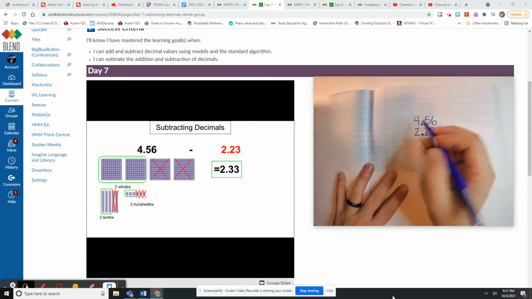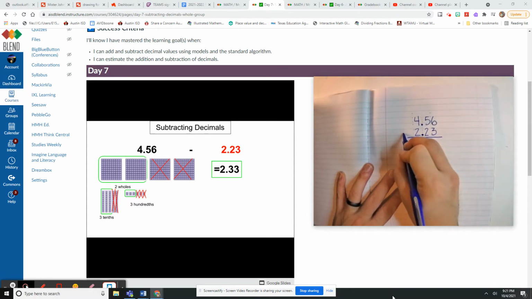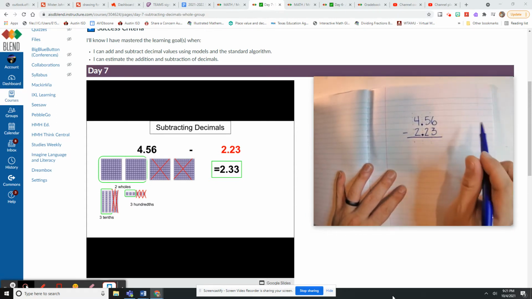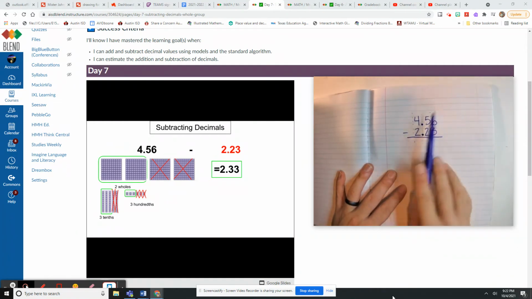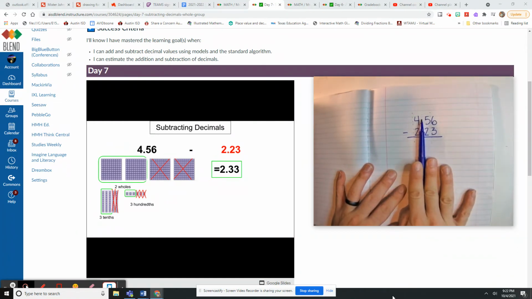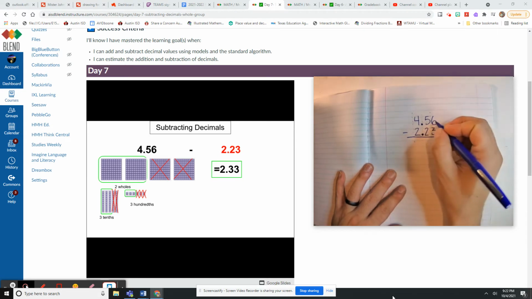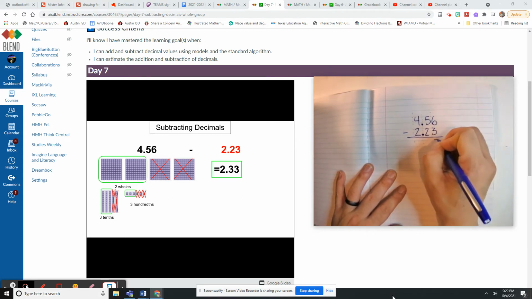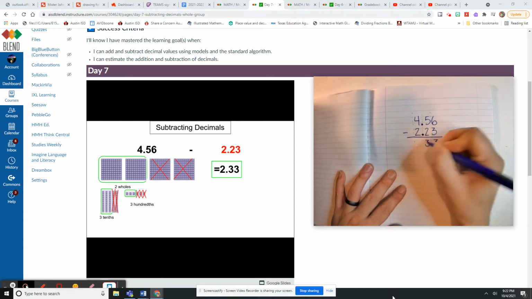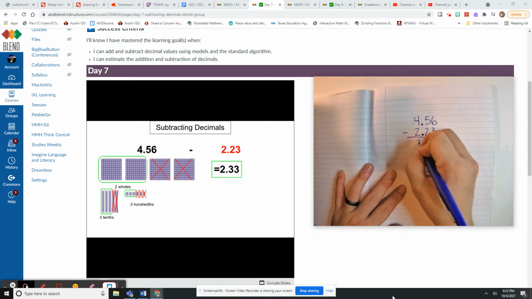All right. So now all we have to do, once we've set it up, is ignore the decimal point. Pretend it's not there. Pretend this is a third grade problem. 456 minus 223. All right. So just ignore the decimal point to the end. 6 minus 3, that gives us 3. 5 minus 2, that gives us 3. 4 minus 2, that gives us 2.